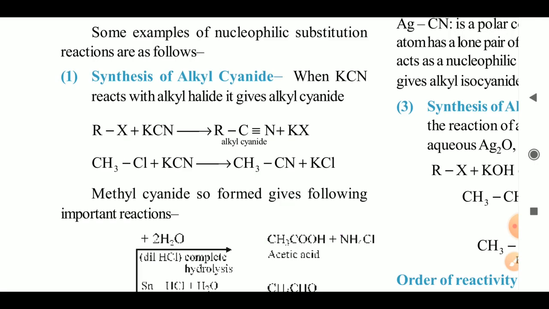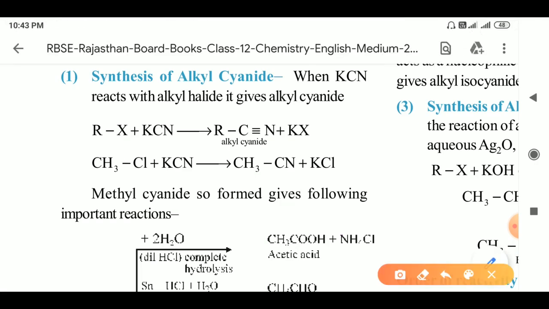After the reaction and mechanism of SN1 and SN2 reactions, these are some examples of nucleophilic substitution reactions. The first reaction is the synthesis of alkyl cyanide. You know very well cyanides are CN, and alkyl cyanide is RCN. Listen carefully, these are the chemical reactions related to nucleophilic substitution which we discussed in the previous class.